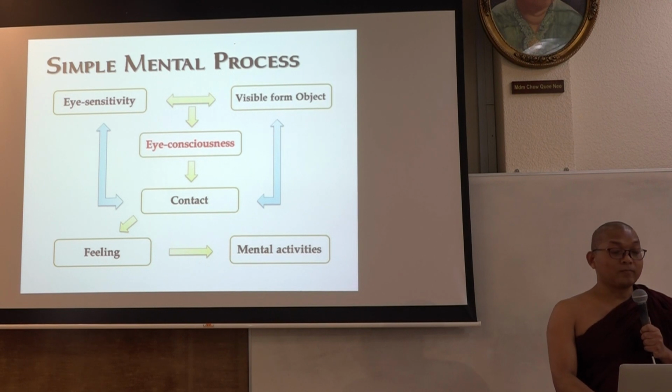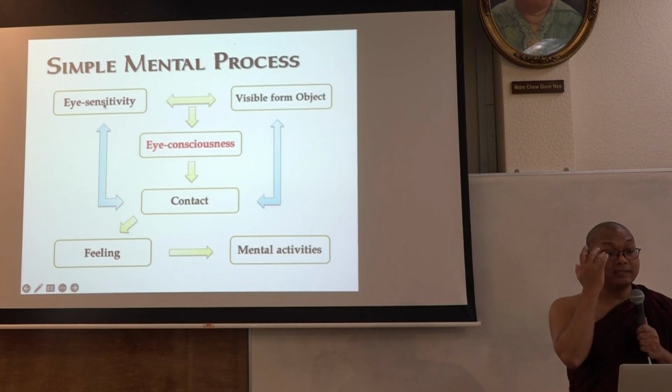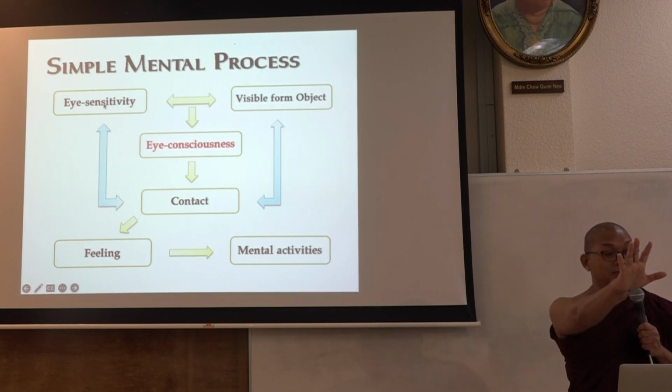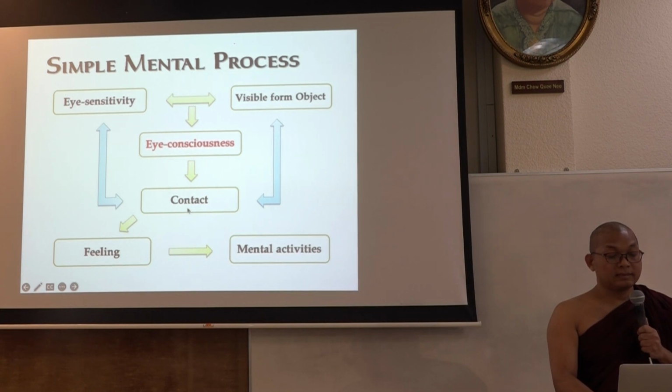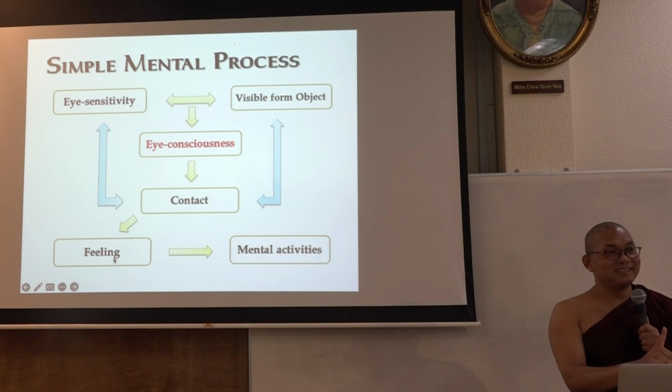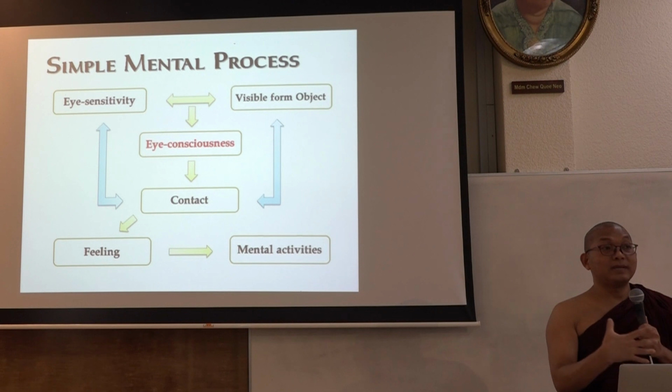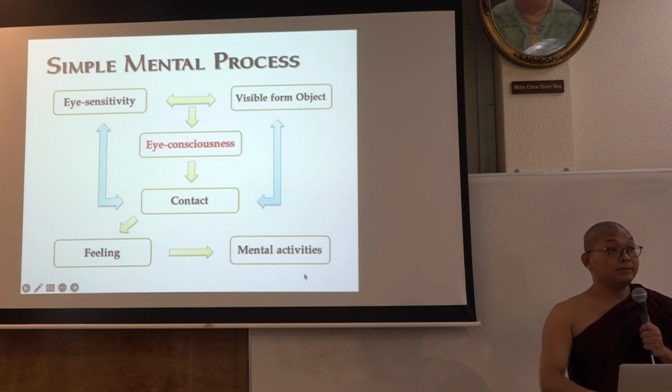Okay. So here, I'm consciousness, here I'm sensitivity, then visible form, I'm consciousness. Eye consciousness is Ahetuka Citta, right? One of the Ahetuka Cittas. Then, because of that, contact, feeling, maybe it's receiving, investigating, determining, right? Then the mind starts to function, you know, mental activities.